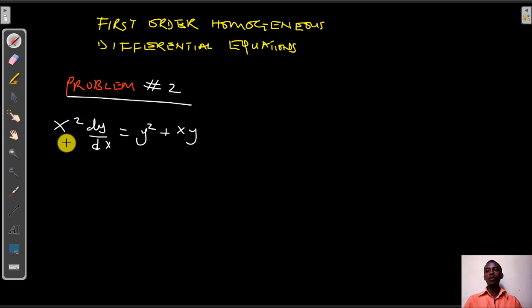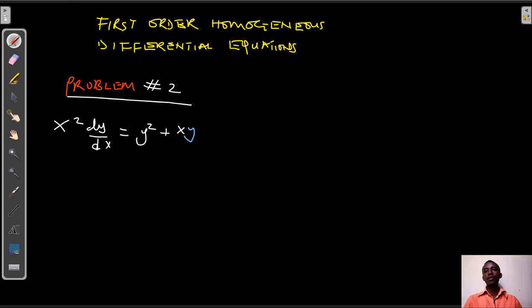Look, this is x squared, so it's of degree 2. Let's look at this term, it's of degree 2. This is xy. So x is degree 1, y is degree 1, so the term xy is actually degree 2. So you can see that all terms have the same degree, and this equation is first order homogeneous.